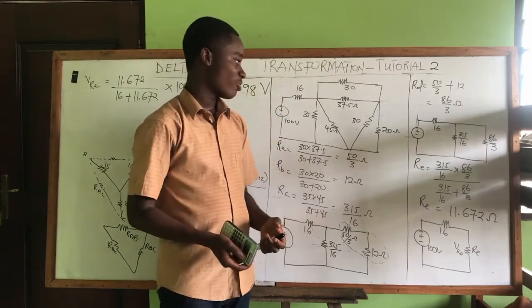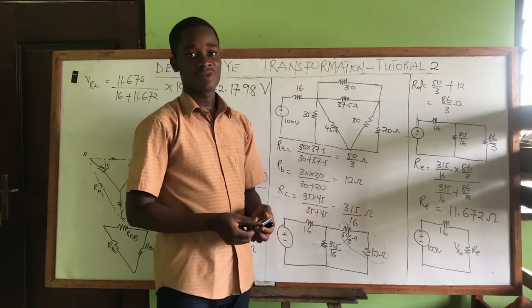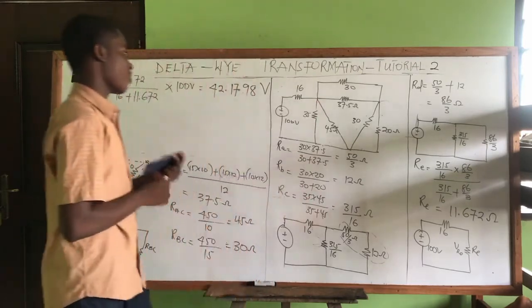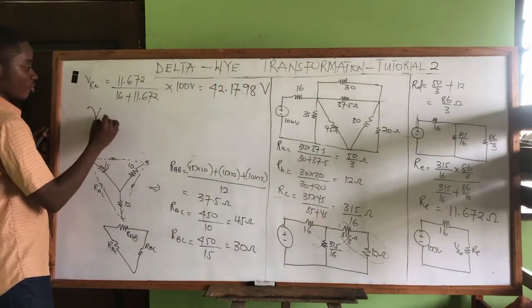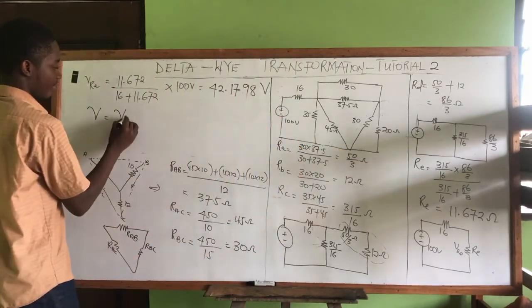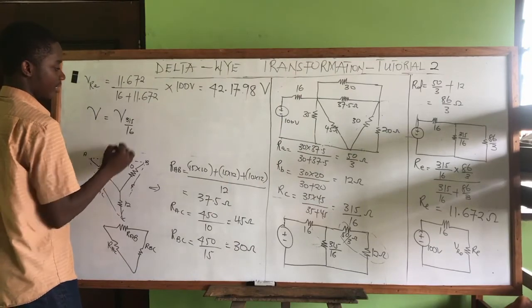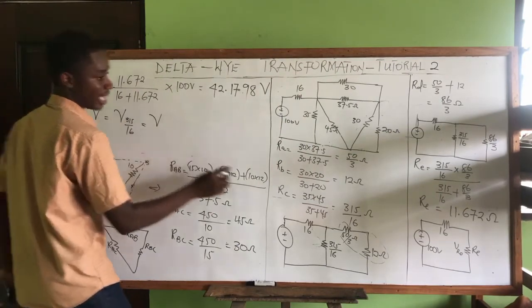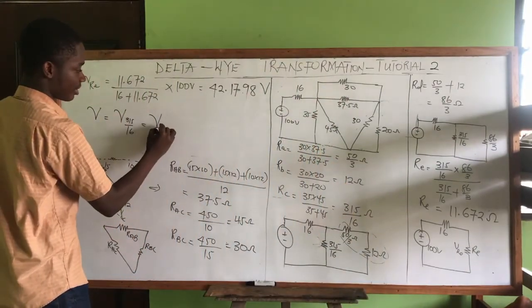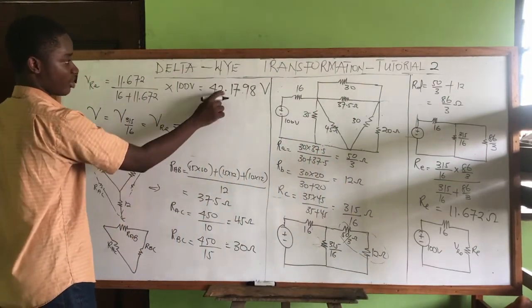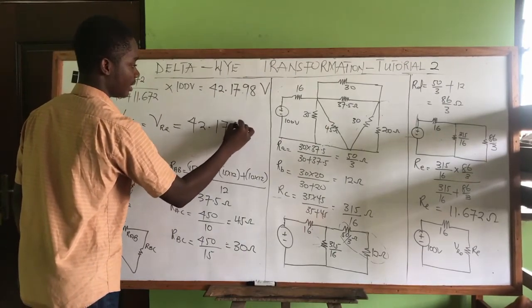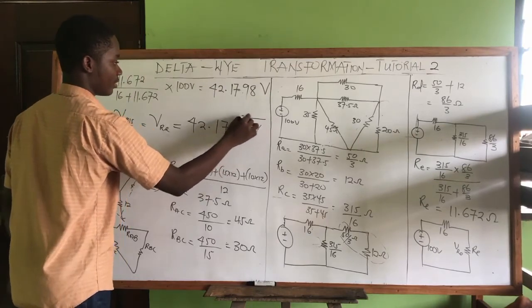And the question is asking us to find the voltage for the 35. So it means we are done with our question. The voltage across this 35 in the question, which is V, is equal to the voltage across this resistor 315 on 16, which is equal to the voltage across this same resistor RE. And that value is what we are getting as 42.1798 volts.